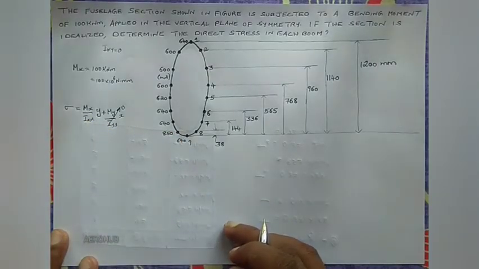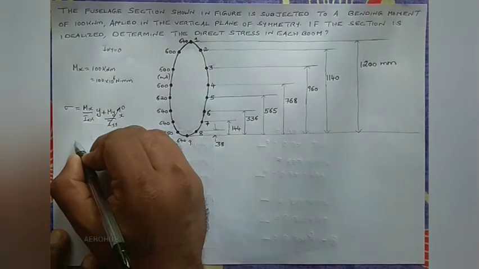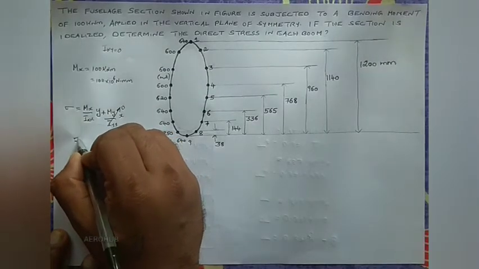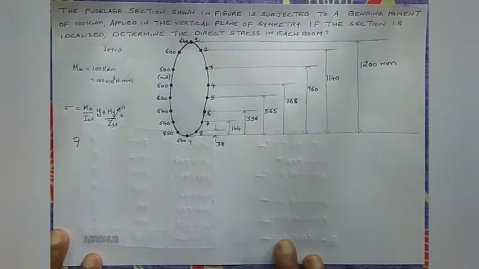To calculate the value of Ixx, we need to find out the centroid of the section. That is, we need to find out the value of y bar. To calculate Ixx, we have to know the value of y bar of the section, that is the centroid of the section.